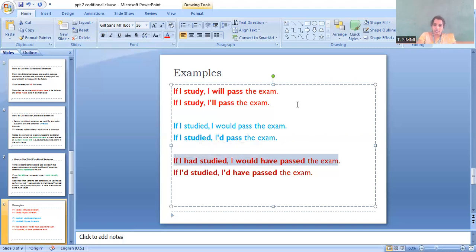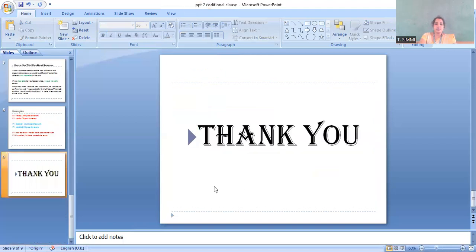So I think that you are very clear in this subject. These are the four types of conditional sentences. So thank you. Let me wind up the session. Thank you.